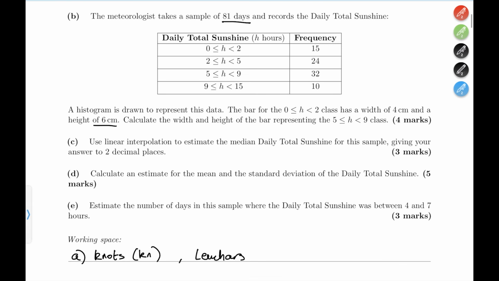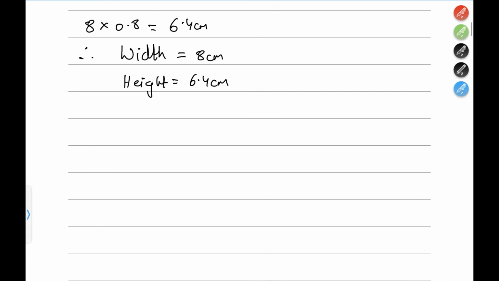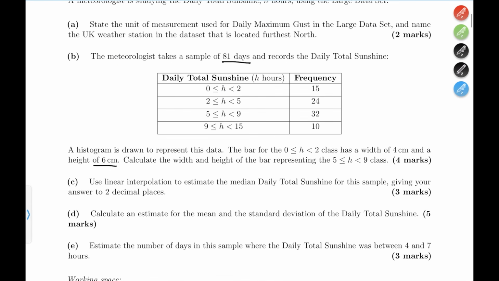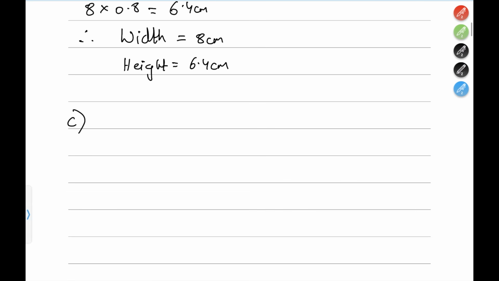And now we can move on to part C, which is using linear interpolation to estimate the median daily total sunshine for the sample. Lots of people have different methods for this, but I'm going to use a method that I was taught, and hopefully it does make sense. So we have a sample of 81 days. So the median is going to be the 40.5th value.